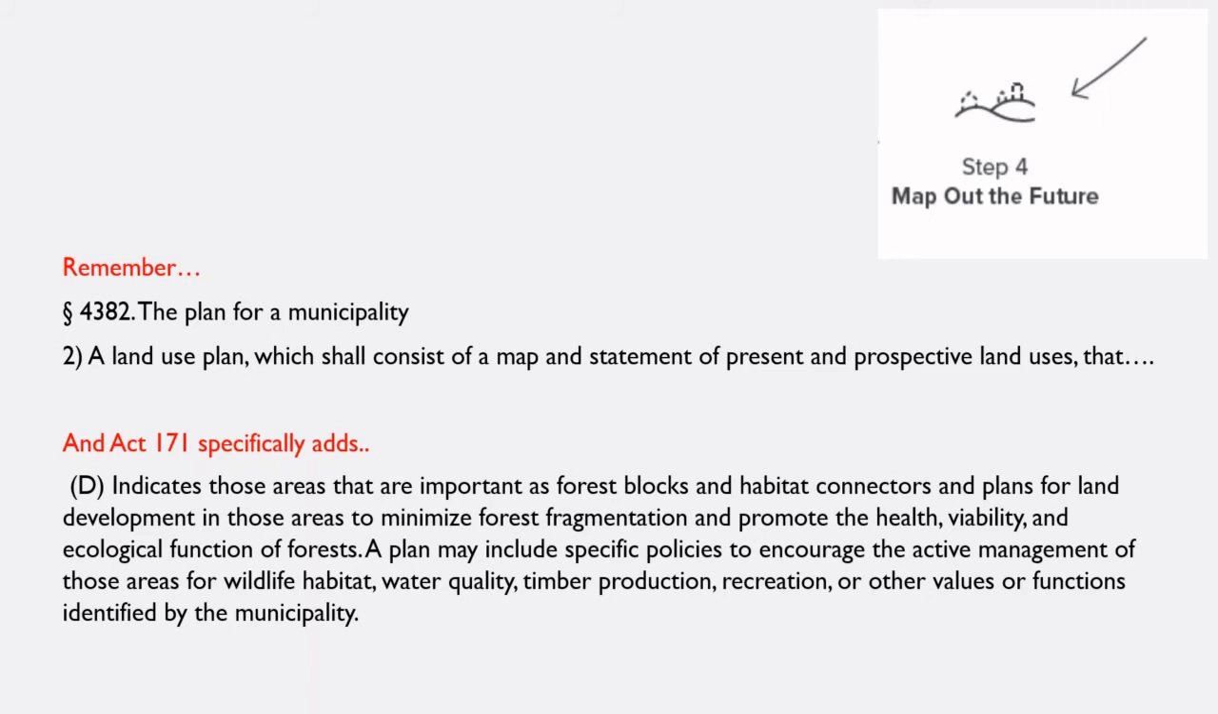And more specifically, under Act 171, it asks that within that future land use plan, you're identifying those forest blocks and habitat connectors, and that you may also include specific policies regarding the protection of those resources.